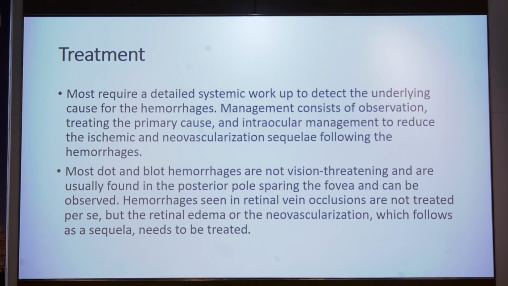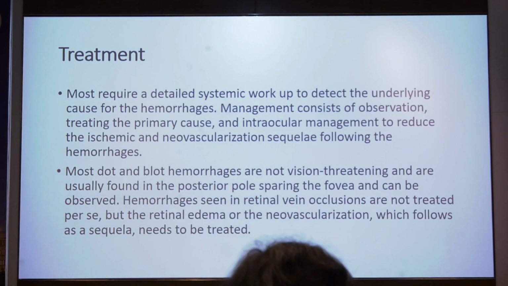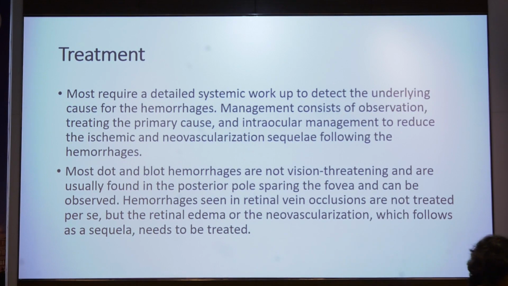As for treatment, a total systemic workup has to be done to detect the underlying cause for the hemorrhages. Management consists of observation and treating the primary cause, and intraocular management to reduce the ischemic and neovascular sequelae following the hemorrhages. Most dot and blot hemorrhages are not vision threatening and are usually found in the posterior pole sparing the fovea and can be observed. Hemorrhages seen in retinal vein occlusions are not treated per se, but the retinal edema or neovascularization which follows as a sequela needs to be treated.